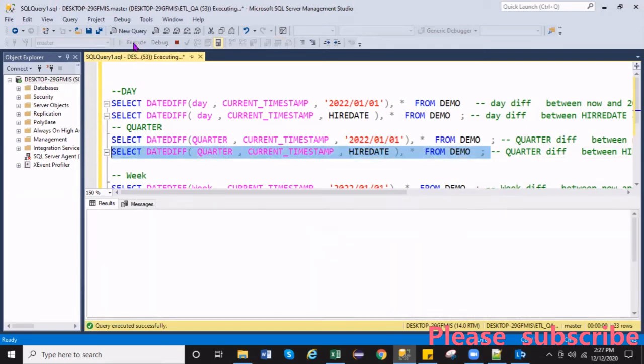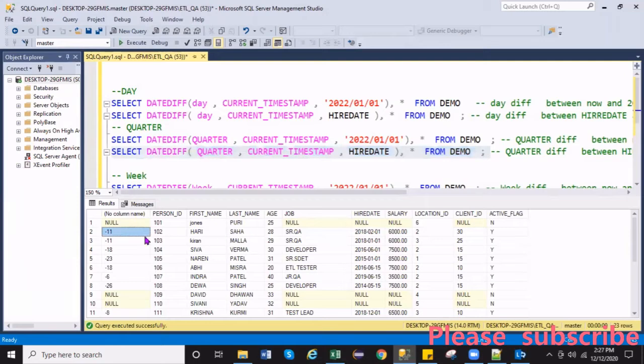now and the people who were hired. So see, 11 quarters. You know 11 quarters is about 3 years, right? 11 quarters is about 3 years. 18 quarters is about 4 years, right? So like that.